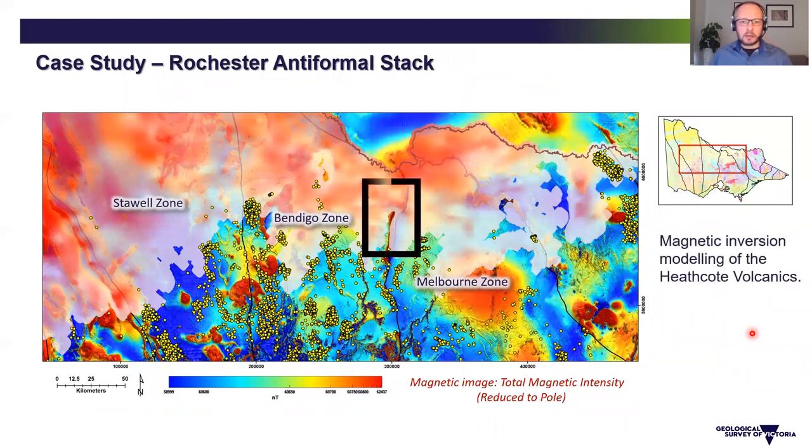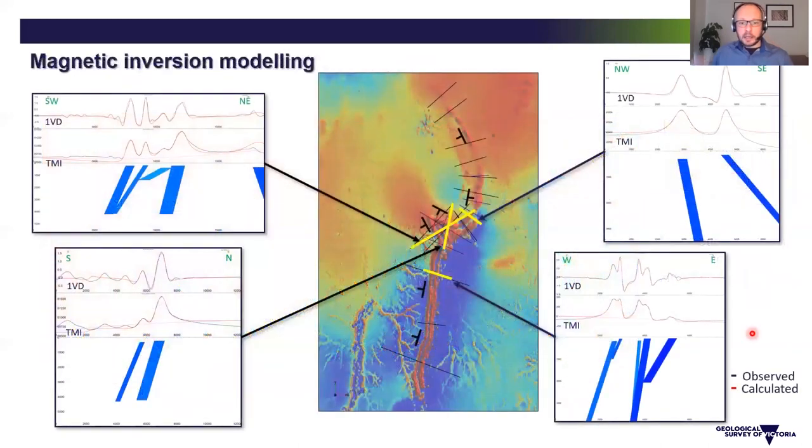So looking at another example from the Northern Bendigo zone, this is the Rochester antiformal stack. We've done some magnetic inversion modeling in this case, and here is the magnetic image, and you can see all these lines across sections where I've modeled and inverted the magnetic response. And what we see here is that in the south, as was mapped in the outcrop regions, we have these west dipping volcanic units, the Heathcote volcanics.